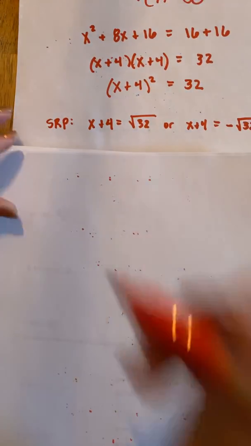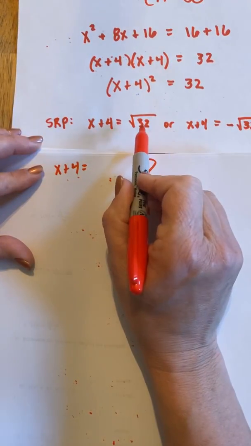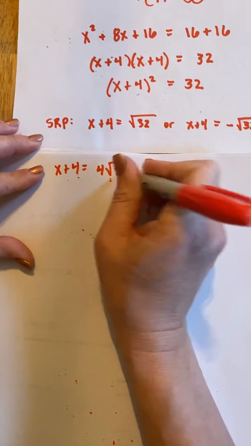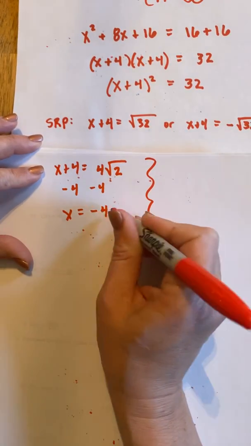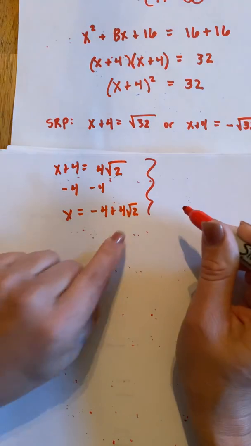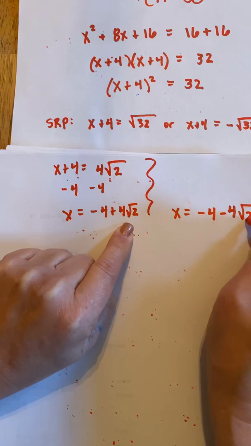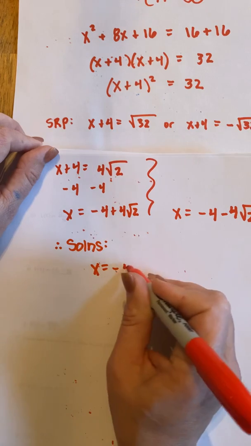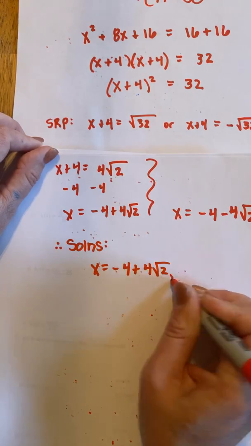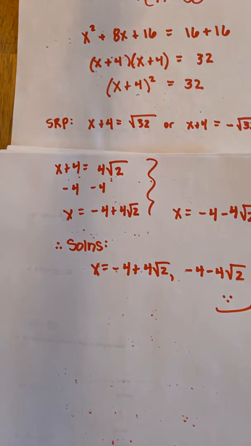Continuing with this, I need some more paper here. I'm going to do the left side first. x plus 4 is equal to, that's 16 times 2, so 4 square root of 2. Subtract 4. x is equal to negative 4 plus 4 square root of 2. Radical that can't be simplified. Its conjugate buddy must also be a solution. So therefore, my solutions: x is equal to negative 4 plus 4 square root of 2, negative 4 minus 4 square root of 2.